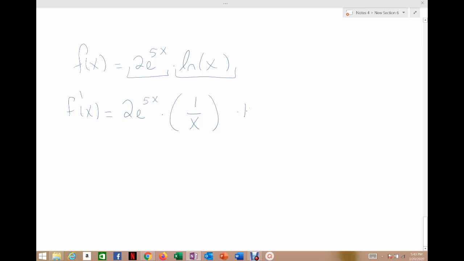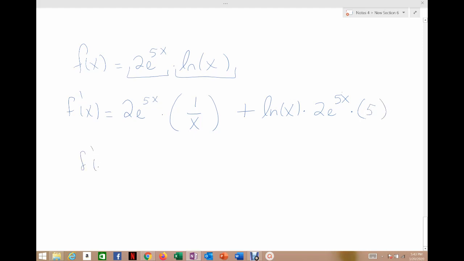Plus the second, the natural log of x, times the derivative of the e, which does require the chain rule because of that 5x up here. The derivative of e is itself, 2e to the 5x, but I'm not done because of the 5x. I've got to remember the derivative of 5x, so it's going to be times the 5.